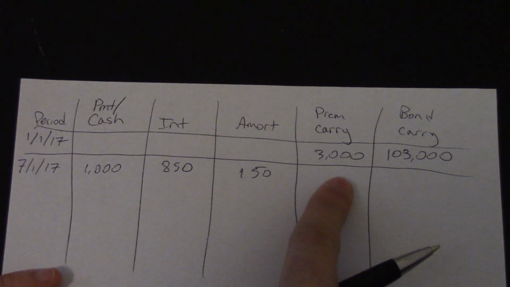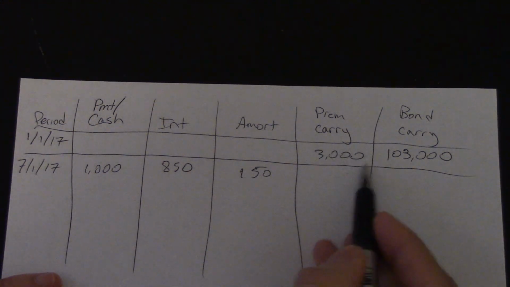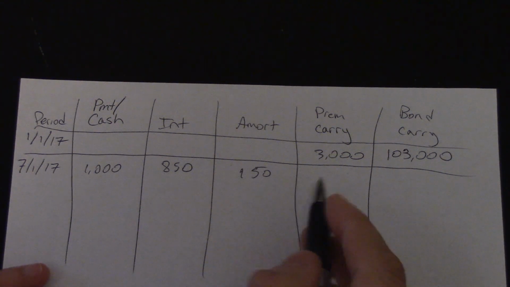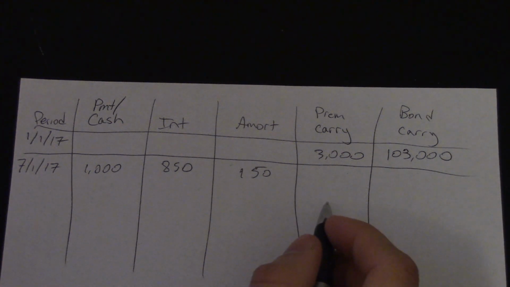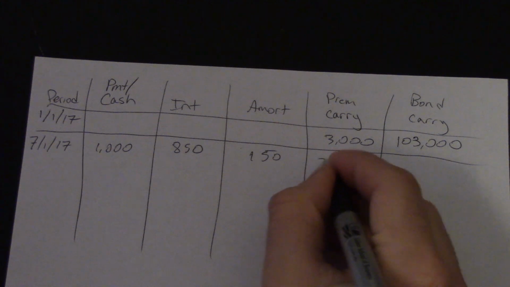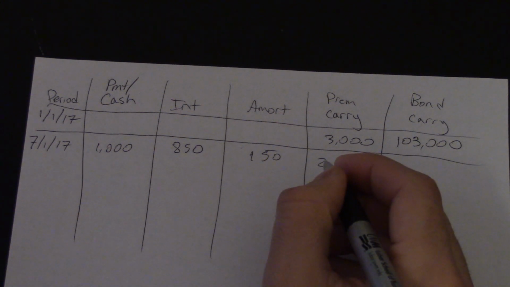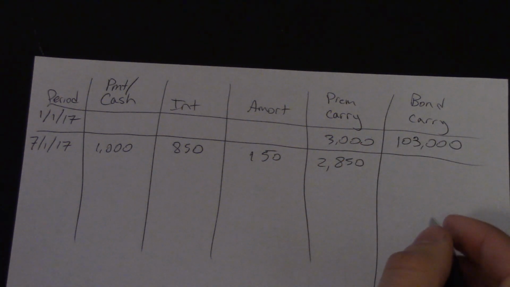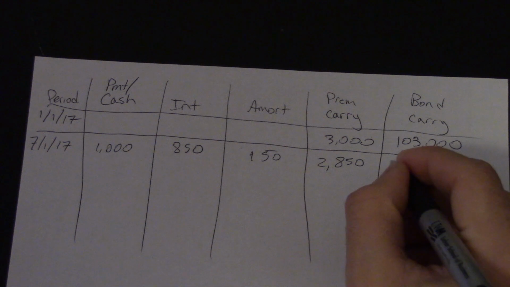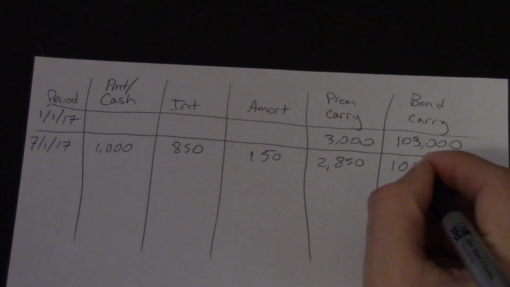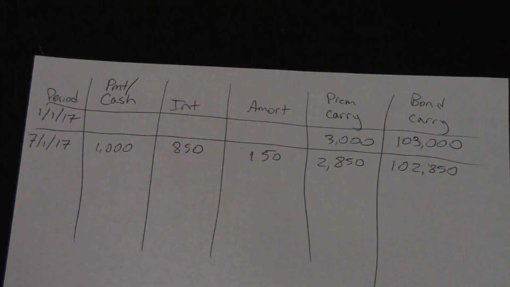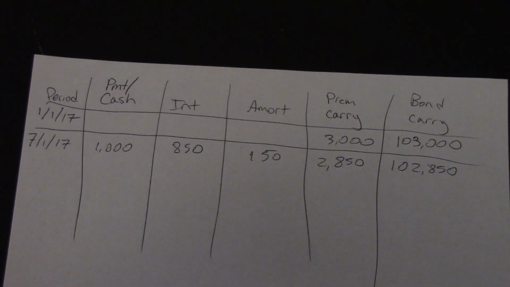Our new premium carrying value started at $3,000, and we're going to subtract $150 from that. And that gives us $2,850. Our new bond carrying value is $102,850. There we go.